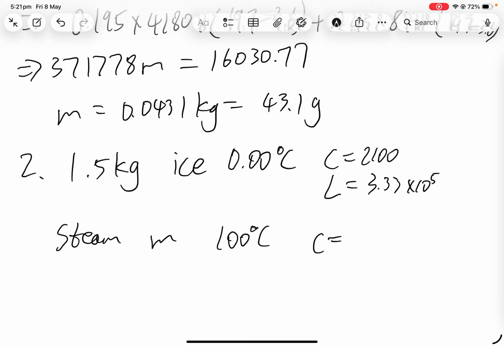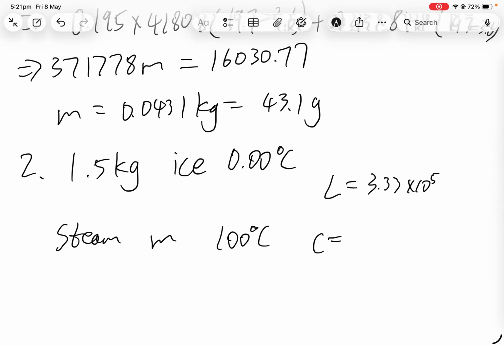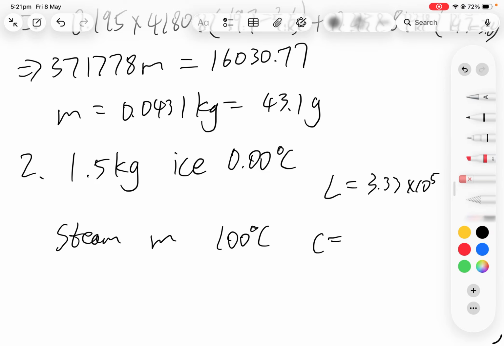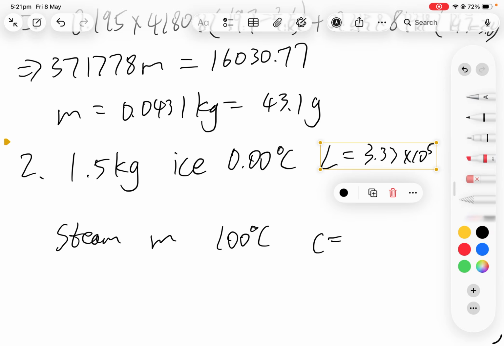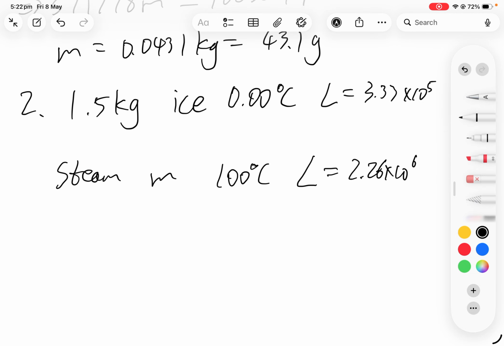And the c of steam is, we don't need that actually, because they're already at 100 degrees. We only need the latent heat. So L equals 2.26 times 10 to the power 6. And water, as we know, is 4180.